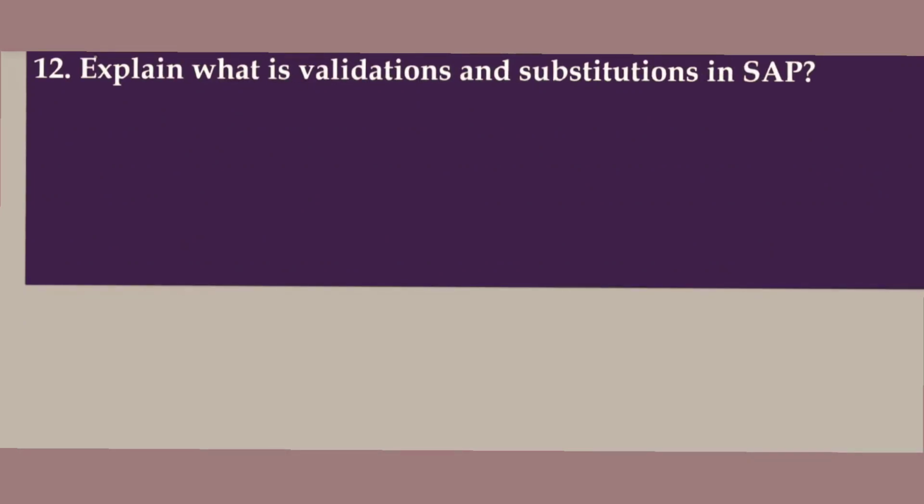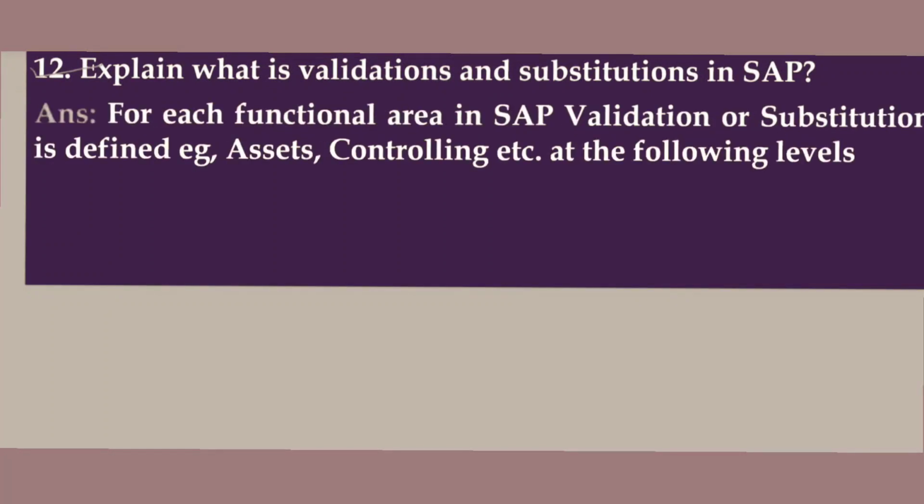Explain what is validations and substitution in SAP. For each functional area in SAP, validations or substitution is defined. Example, asset controlling at the following levels: document level, line item level.